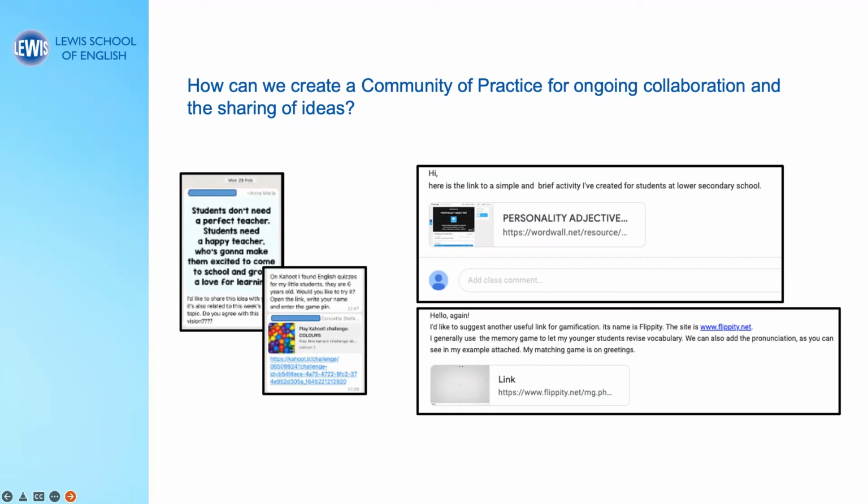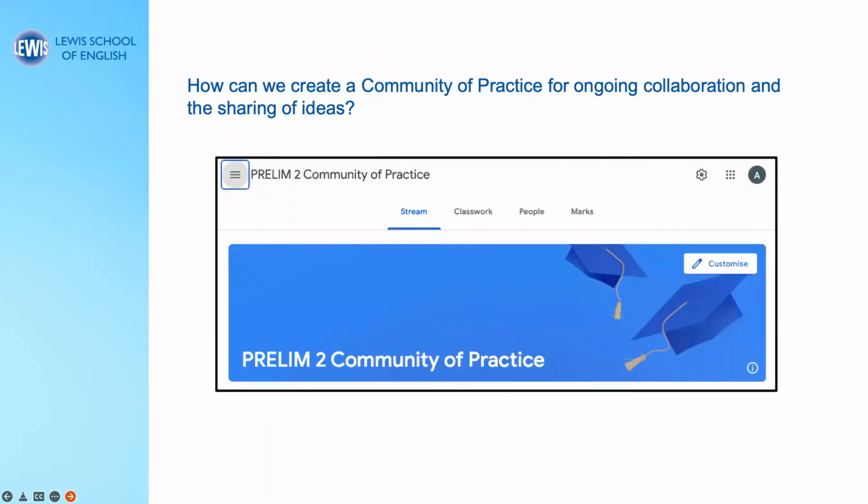They took it upon themselves to share these ideas very proactively, and they were very, very keen to do this. They were very appreciative as well of each other's contributions. So we wanted to make sure they were able to continue to do that. So at the end of Prelim 2, on the TESOL Italy page, so it was no longer hosted on our platform, this was on their platform, so they would have access to it beyond the course itself.